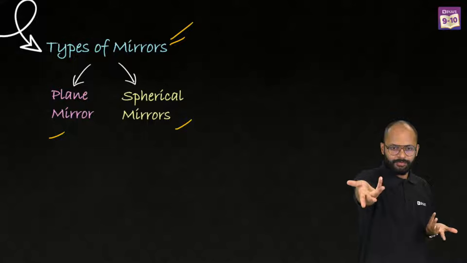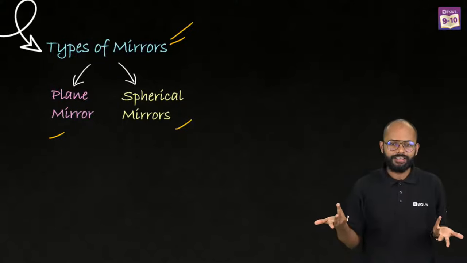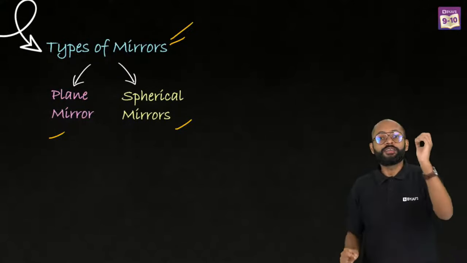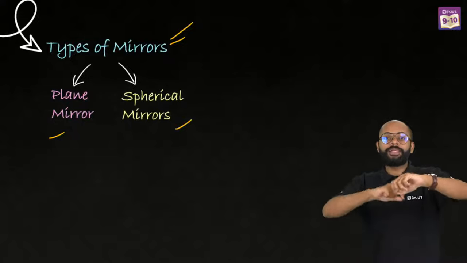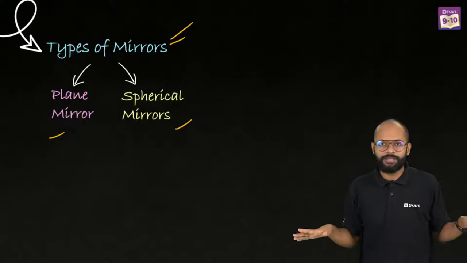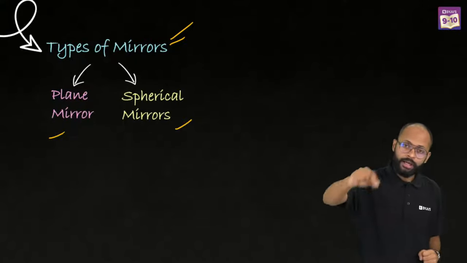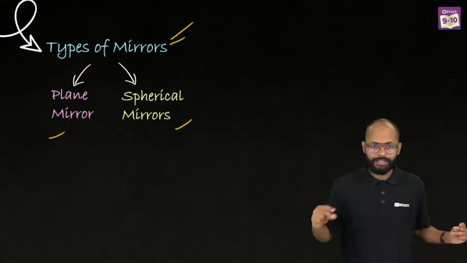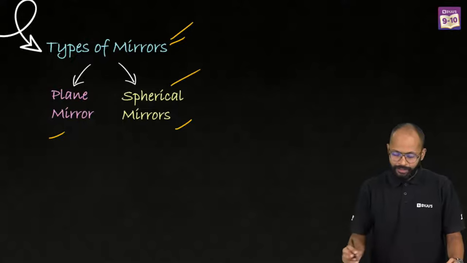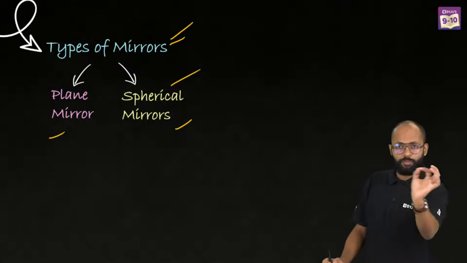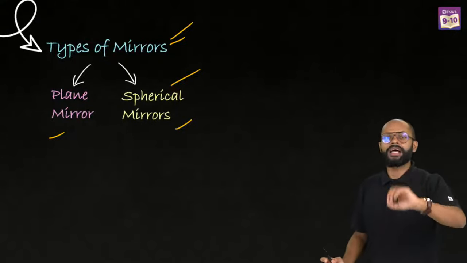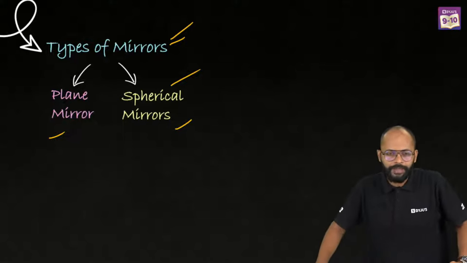Correct. So, the laws of reflection are applicable everywhere reflection is taking place. It doesn't matter if it's a curved surface or a plane surface. If reflection is happening, the laws apply. Clear? So in between, I'll keep giving you these small questions where the examiner might try to confuse you.